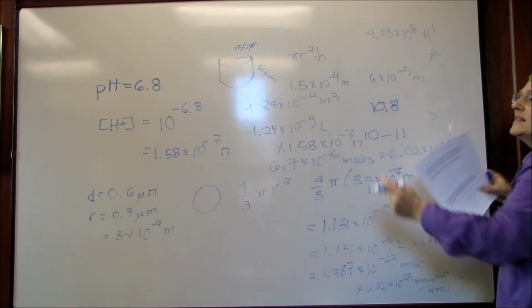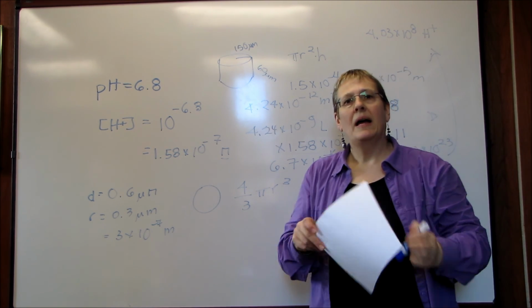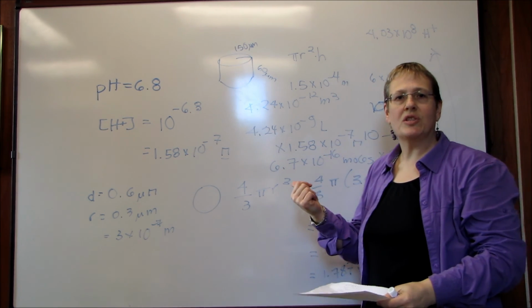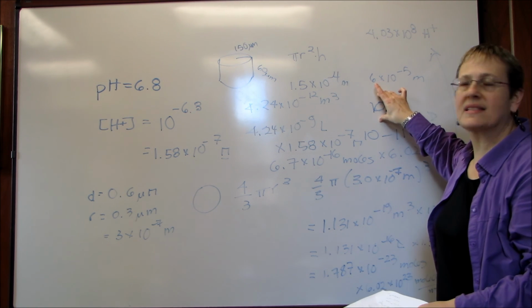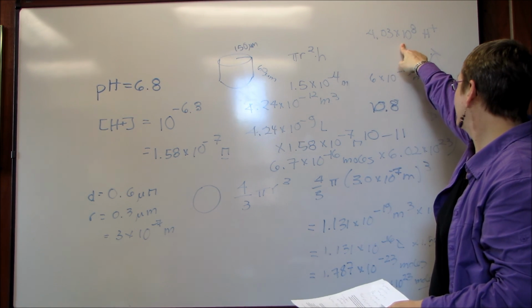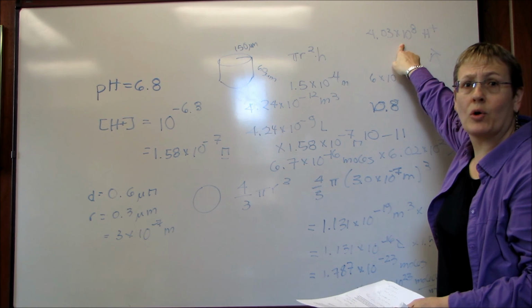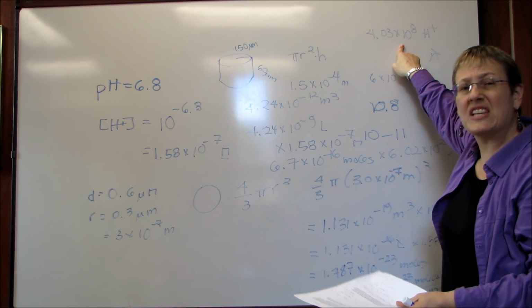So take home message here: have the guts to try calculations when you can do them, and look what the difference is. You've got 10 protons in this one little cell, and you've got a lot more, 80 million protons, in this much bigger cell. That's a huge difference.